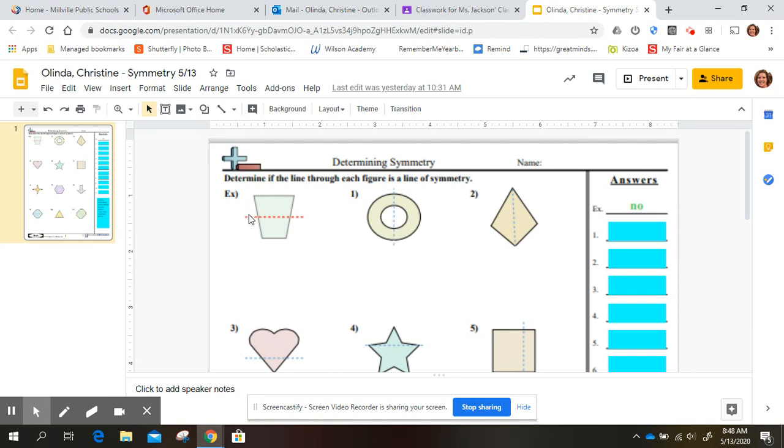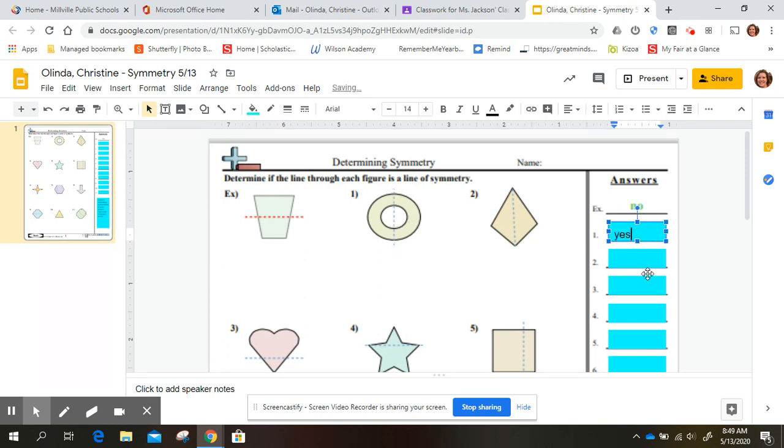And so number one, the answer was no, because if I cut this side in the middle like that, this piece would be smaller than this piece. They're not exactly the same size. So we're just typing yes or no over here. Number one, the answer would be yes. If I cut in the middle here, both pieces would be the same size, so I type yes.